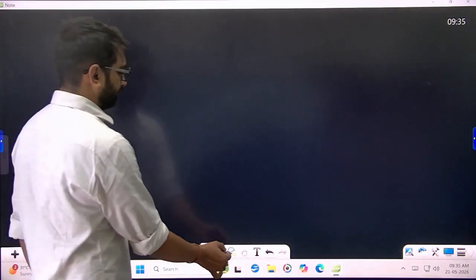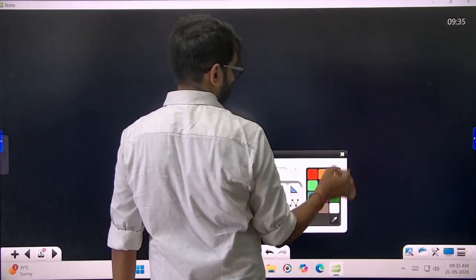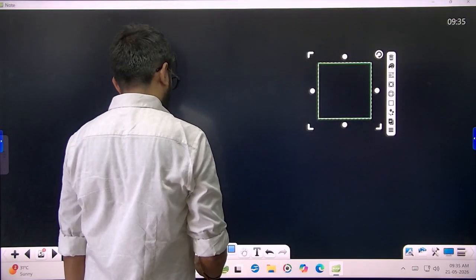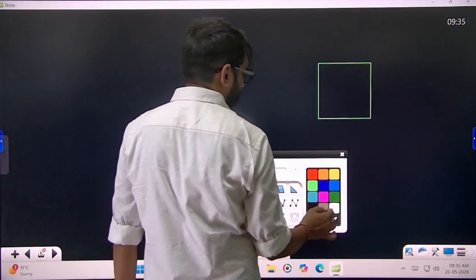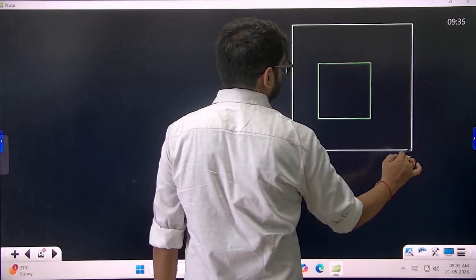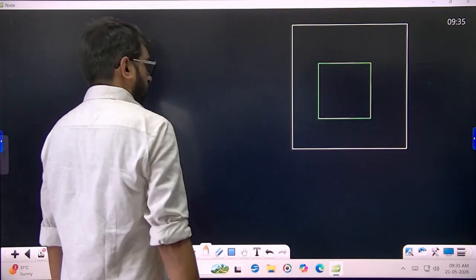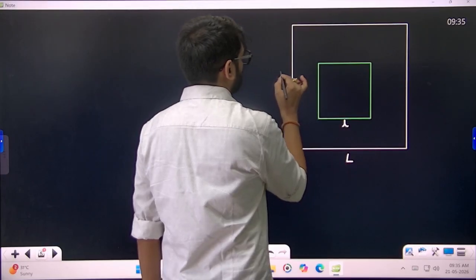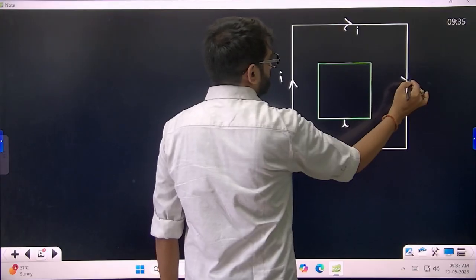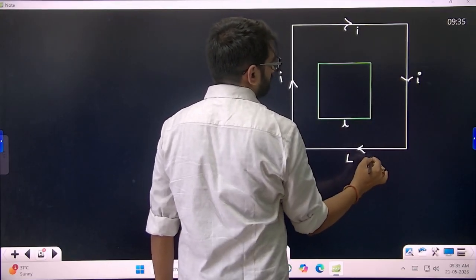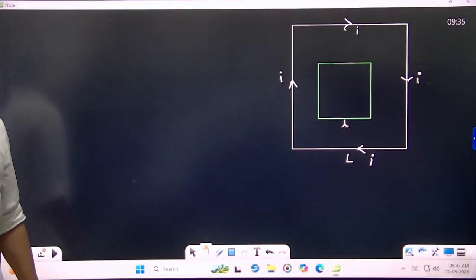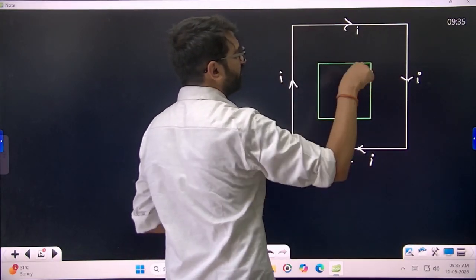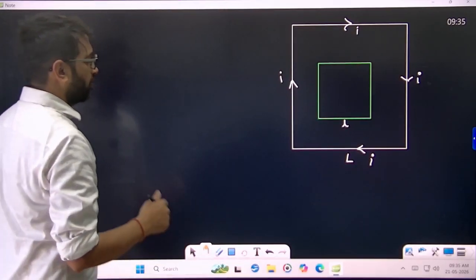So there is a small loop of side small l, which is placed coplanar inside another one. This is capital L. So this is small l and this is capital L. Now say current is flowing through this wire. So the bigger coil becomes our primary coil. Now the current in this is in this direction, so the field will be inwards.